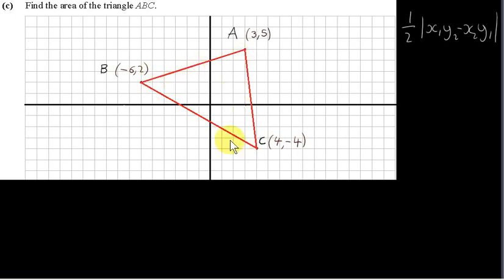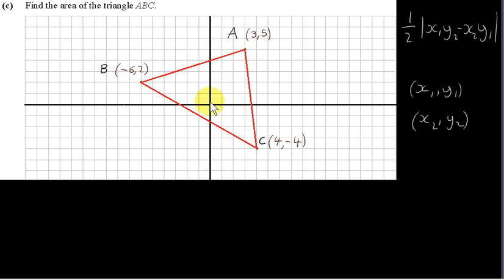We are going to find the area of this triangle by using this formula here. This formula assumes that one of the coordinates of the triangle is at the origin, and the other 2 points are called x1, y1 and x2, y2. So we can't apply this formula directly to this triangle.